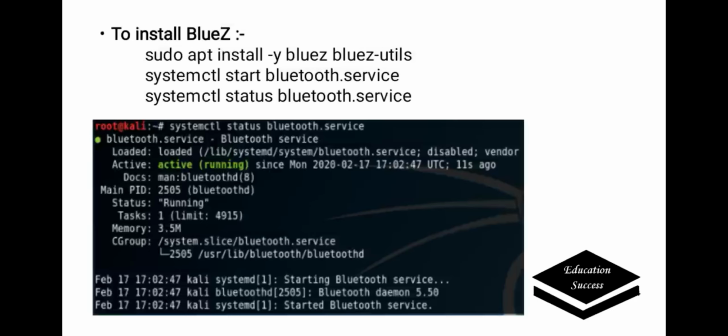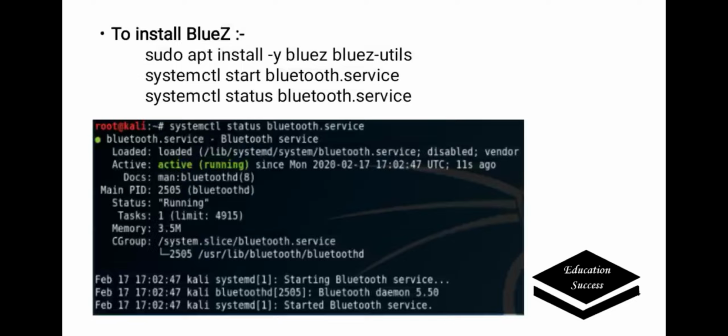Here is the screenshot of the command systemctl status bluetooth.service. When we run this command, you will see the Bluetooth service is loaded and active, that is, actively running, shown here in green color. You can see the status is running.